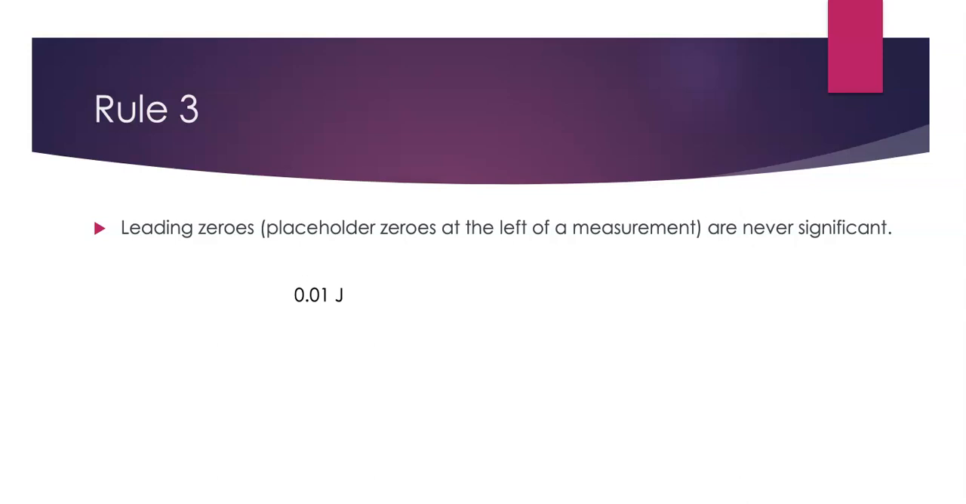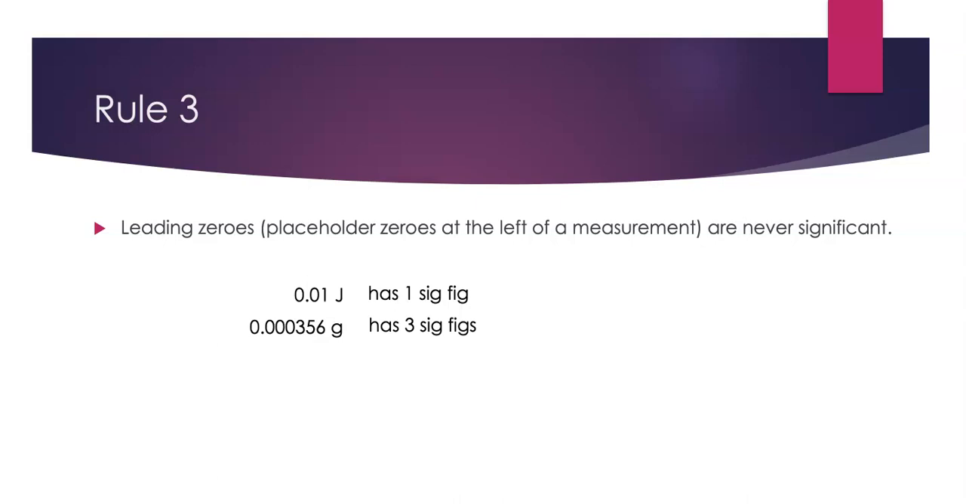So, if I have a measurement of 0.01 joules, which would be a tiny amount of energy, those 2 zeros there are leading zeros. They're never significant. There's just 1 sig fig. If I have 0.000356 grams, so a very tiny mass, the leading zeros aren't significant. Right? And there are 3 sig figs with those non-zero digits.